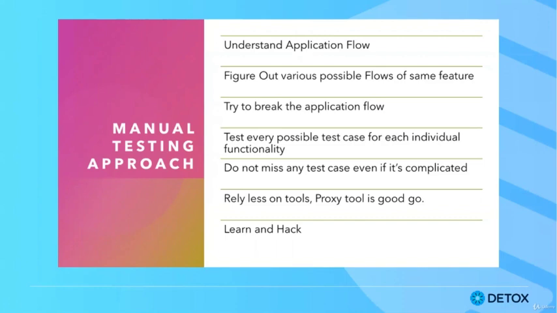Quickly going through it back. Understand the application flow and find out all the various possible flows for the same feature. Once you know, try to break out of those application flows and make sure that you test every possible test case, whether it's complicated or not. Automation tools and proxy tools are good to go. If you're not sure how to attack or exploit something, learn about it and hack it.